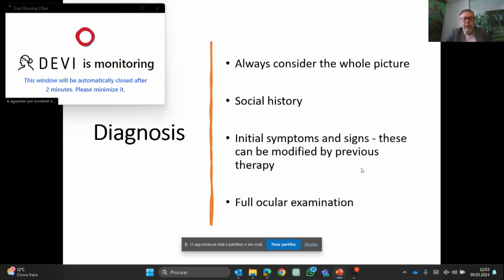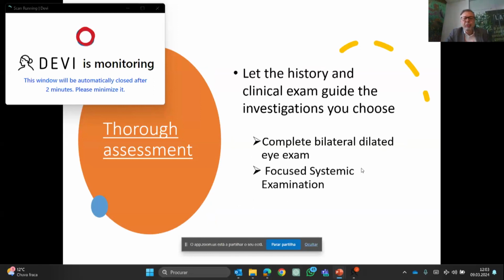But the one thing I always stress to you is really important is to understand the signs and symptoms, find the signs and understand the symptoms at a very early presentation, because these are the manifestations before the disease is modified by any intervention. So many times the patient comes to you already on treatment that modifies the behavior, and you want to understand what was happening at the very beginning, because that's very valuable information. And of course, without a full ocular examination, you'll not be able to reach your conclusion.